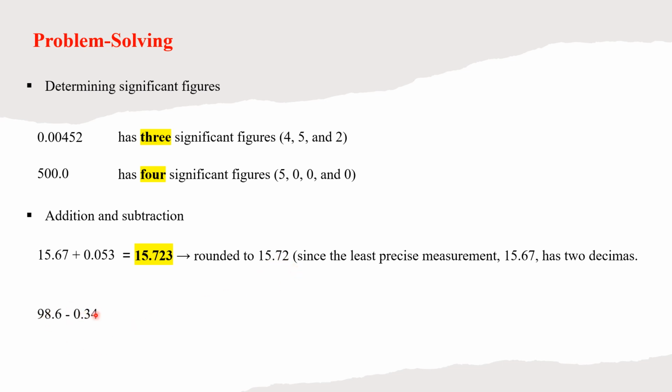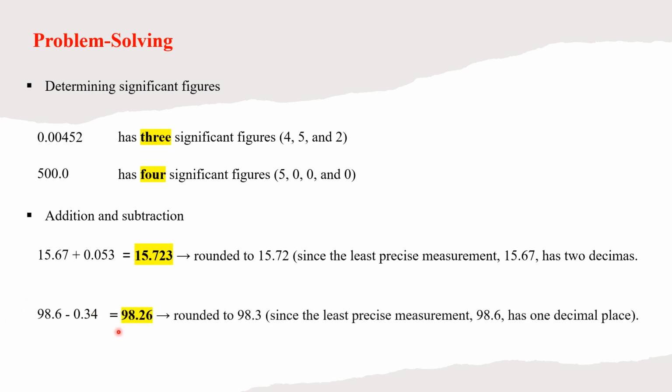This subtraction: 98.6 minus 0.34. The calculated answer is 98.26. Let's go and find out the decimals. The first given number has 1 decimal, the second given number has 2 decimals. So 1 is the least, then for the final answer we need 1 decimal place. So the number is rounded to 98.3, because the 6 rounds up the digit to the left; 98.26 becomes 98.3.